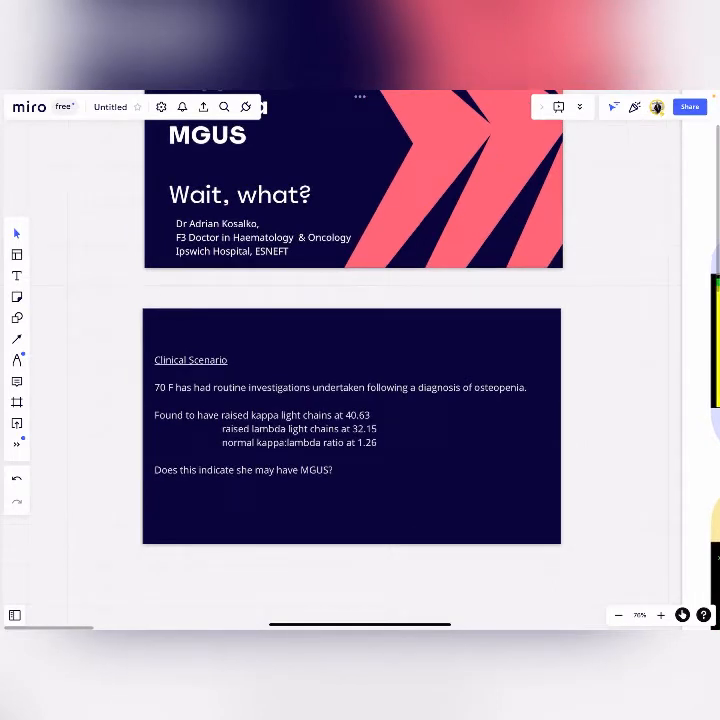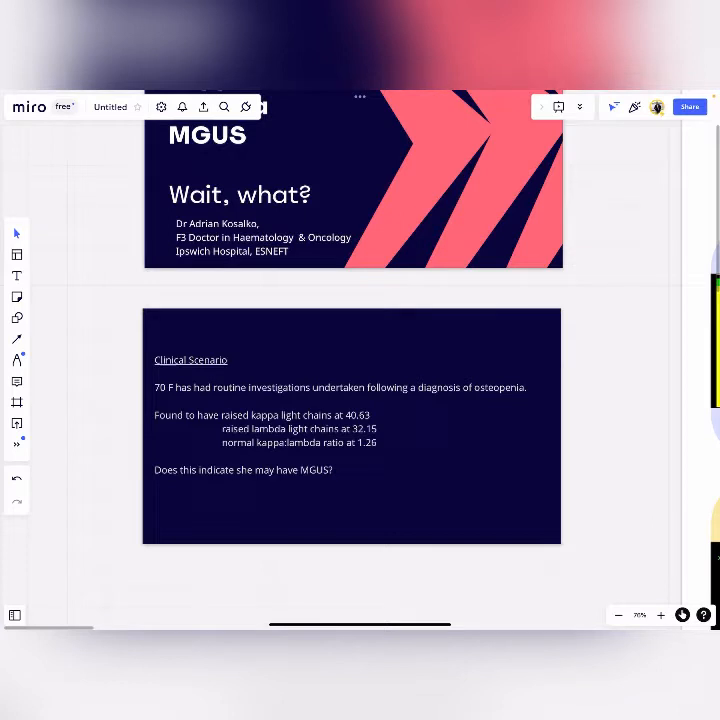A 70-year-old female had her routine investigation done by her GP for recently diagnosed osteopenia. Incidental laboratory findings show raised light chains, Kappa and Lambda, but a normal light chain ratio. The question is, does it mean she might have MGUS?